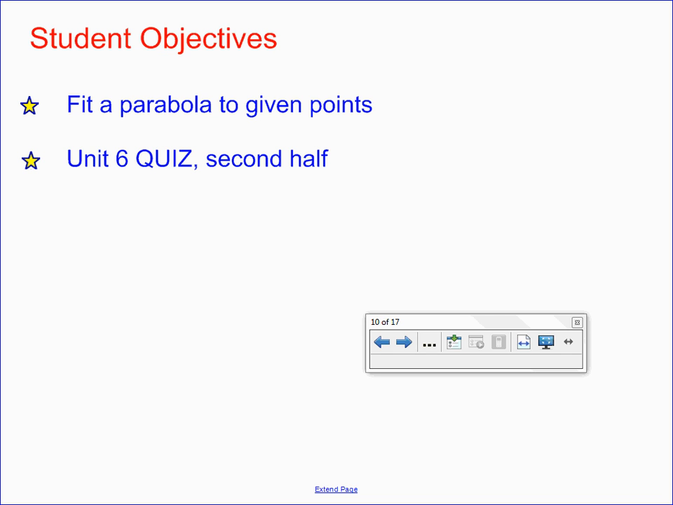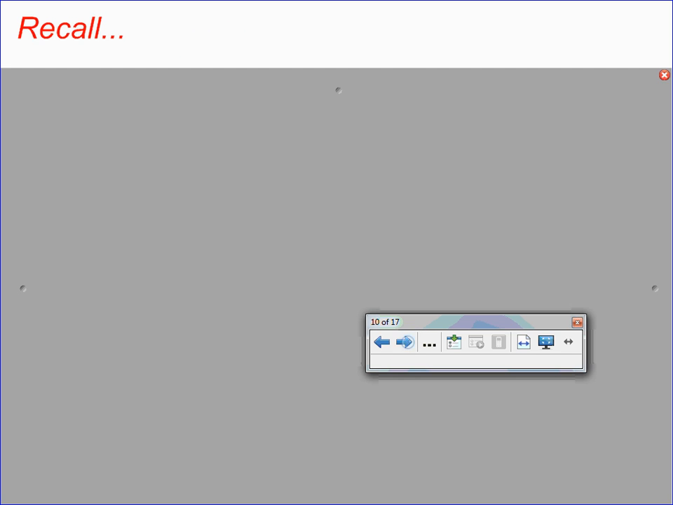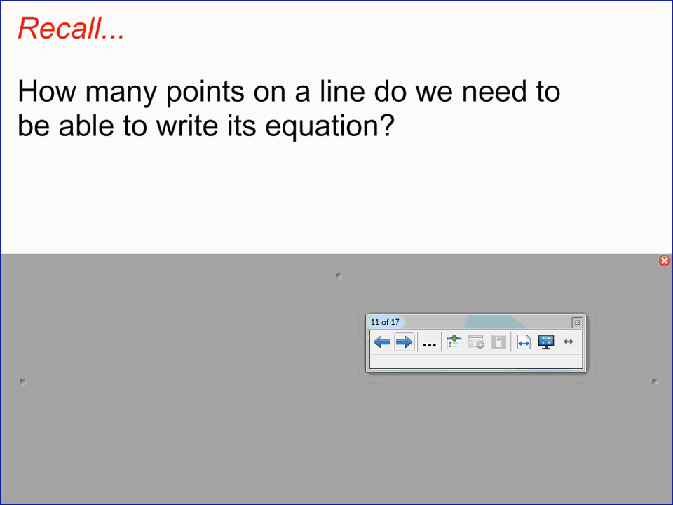Think back to first semester. We had to find a line of best fit, right? We found it using a technique called linear regression. Today, when we use quadratic regression, we're just finding a parabola that does the best job possible of going through a scatter plot of individual data points. And so we're going to take the second half of our quiz after we perform quadratic regression with the graphers.